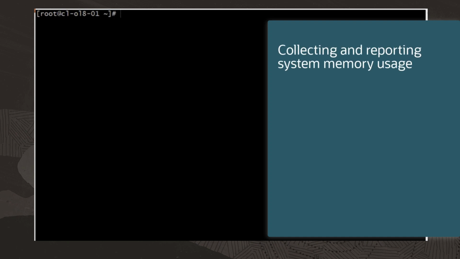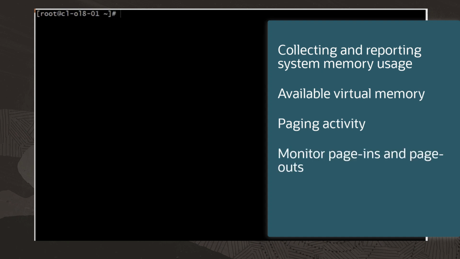The vmstat command is used for collecting and displaying system memory usage. vmstat shows how much virtual memory there is, how much is free, and paging activity. You can observe page-ins and page-outs as they happen. This is extremely useful for detecting shortages of physical memory, which can adversely affect system performance. Let's explore more about vmstat.